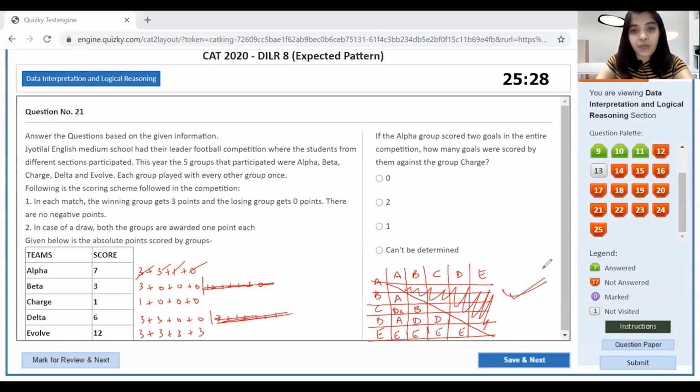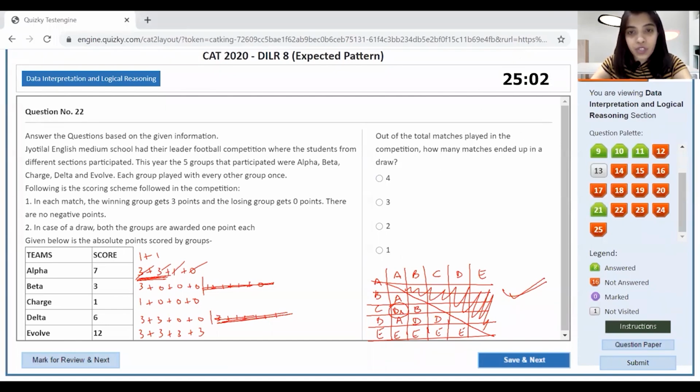This is it. Alpha group scored 2 goals in the entire competition. So we know that Alpha only won 2 matches. And for it to have won any match, it would have had to score at least 1 point in each of the matches. The other team was at 0. So 2 goals they scored. How many goals were scored by them against group Charge? Charge, they drew the match, right? So they scored 0. Both of the teams scored 0 goals.